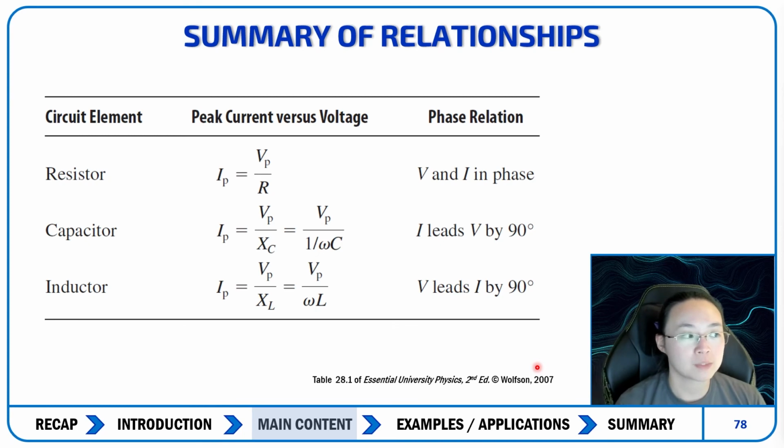So here's a summary of relationships. We had taken a look at resistors, capacitors, as well as inductors. We had peak current versus voltage, and we were able to come up with a relationship between each of them for each of these different circuit elements. What each of these tells us is some sort of phase relation. So V and I are in phase when we're taking a look at a resistor. When we're taking a look at capacitors, your current is going to lead your voltage by 90 degrees in terms of a phase shift. Whereas for an inductor, your voltage is going to lead the current by a phase shift of 90 degrees. So think about why that is and use the slides from before to understand why these two relationships are reversed for a capacitor and an inductor.